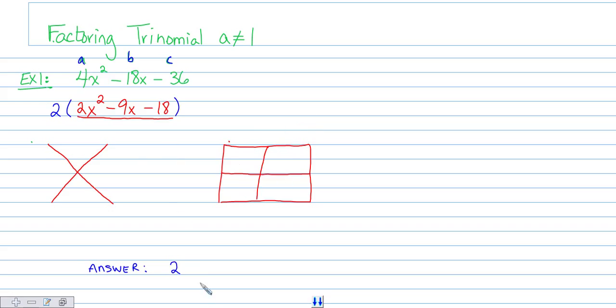Just like we did before, this will be the a times the c, and this will be the b. So a times c, which would be 2 times negative 18, is negative 36. And then our b is negative 9. Now we need to figure out what are the factors of negative 36 that will combine to give me negative 9. Remember, this means that we're going to need to subtract whatever numbers we use, and the bigger one's going to be negative.